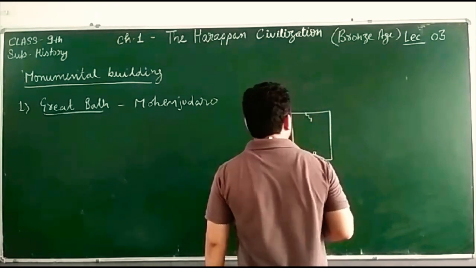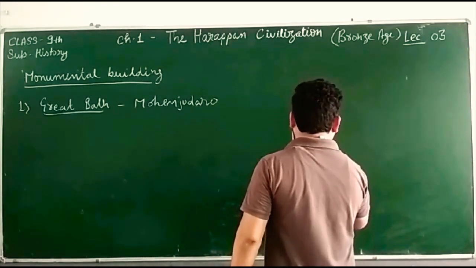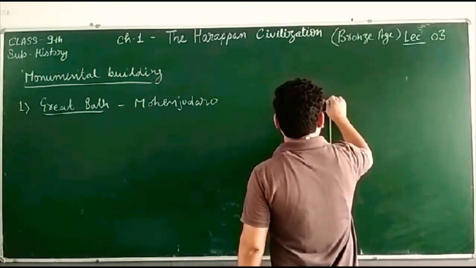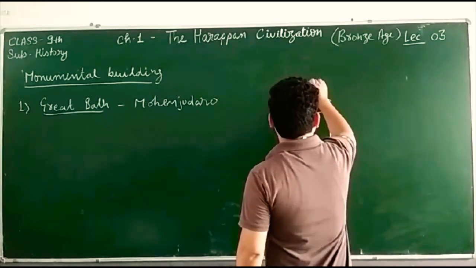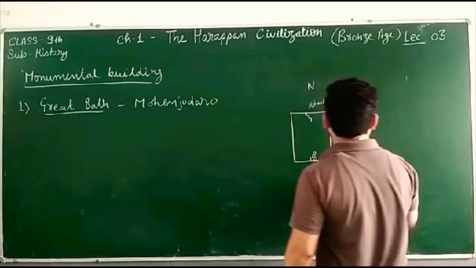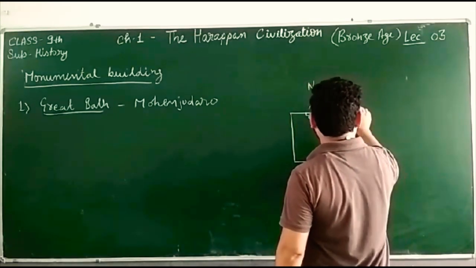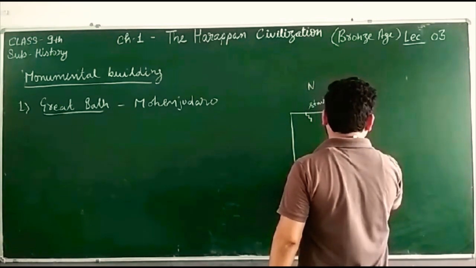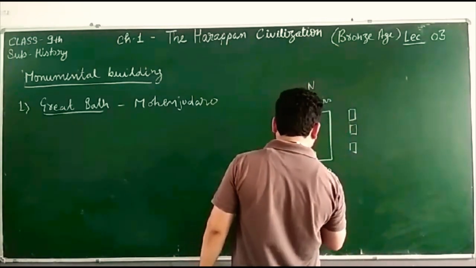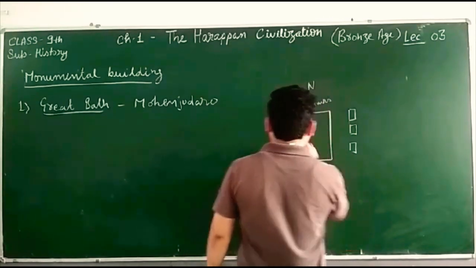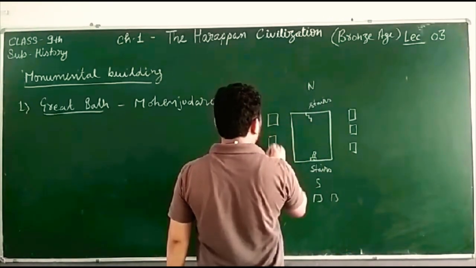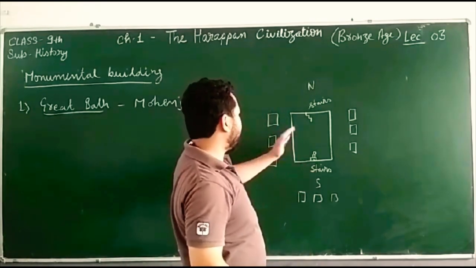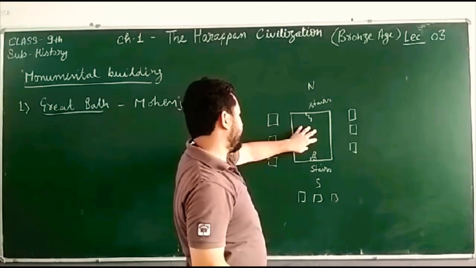My drawing is very bad, sorry for that, but you can understand. In the north and south, stairs were there, and on the sides, a corridor was there, and rooms were built. These were changing rooms, you can say. There was also a well for supplying water to this Great Bath.